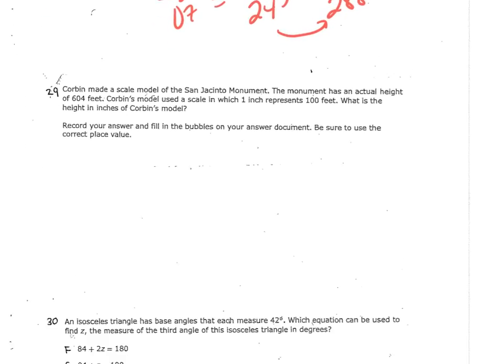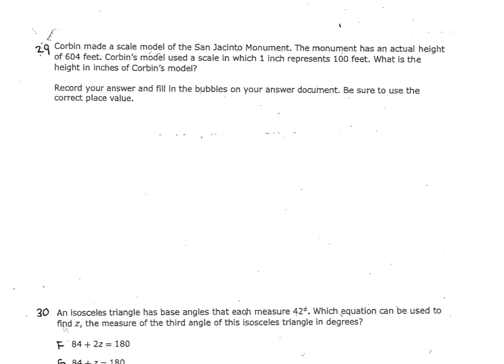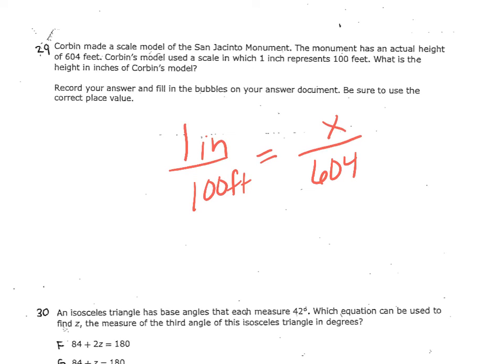Okay? 29. Corbin made a scale model of the San Jacinto Monument. The monument has an actual height of 604 feet. Corbin's model is 1 inch represents 100 feet. What is the height in inches? Well, he did 604. So we would do 604 divided by 100 and get what? 6.04 is what you should have put in on your thing. We got 41% got that one.